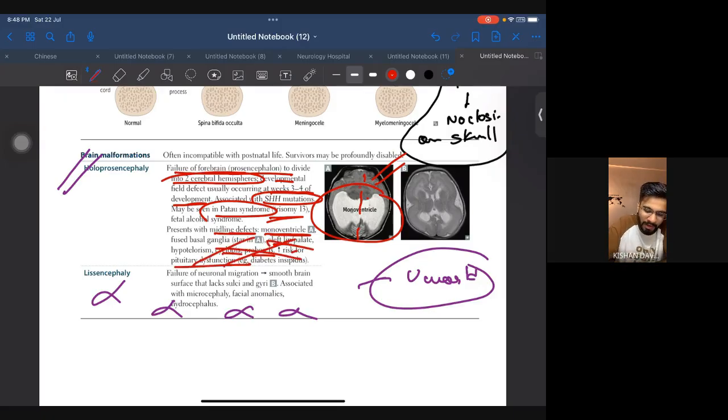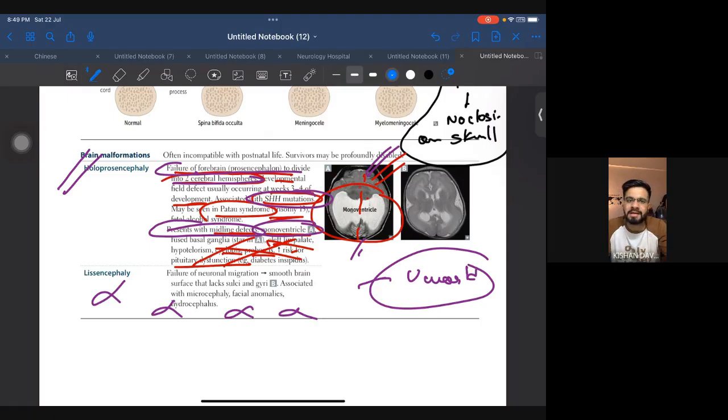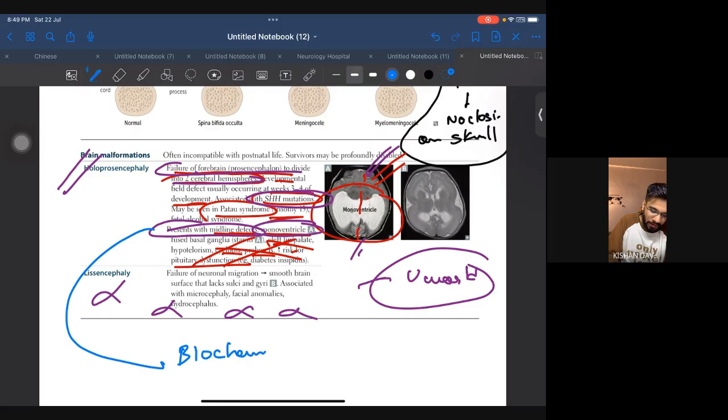The most common way they ask the question is they will give you the line midline defect and monoventricle, and the third point you need to remember here is H-double-H mutation. The definition of holoprosencephaly is failure of forebrain to divide into two cerebral hemispheres. This image is very commonly asked. As soon as you see this image, think about holoprosencephaly. Sometimes, if they don't want to make the question related to neurology, they will relate it to biochemistry, and your answer is going to be Patau syndrome.